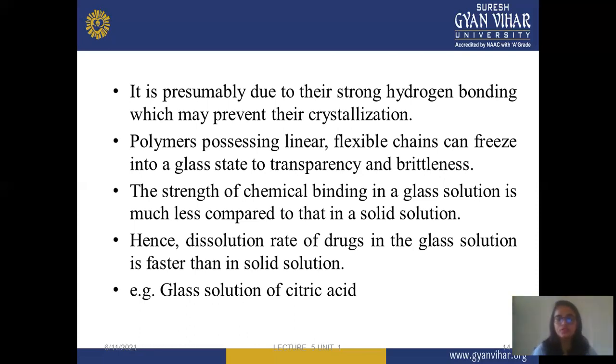And the dissolution rate of the drug in a glass solution is faster than in a solid solution. The dissolution rate of that particular drug in a glass solution is faster compared to any other solution. An example is the glass solution of citric acid.